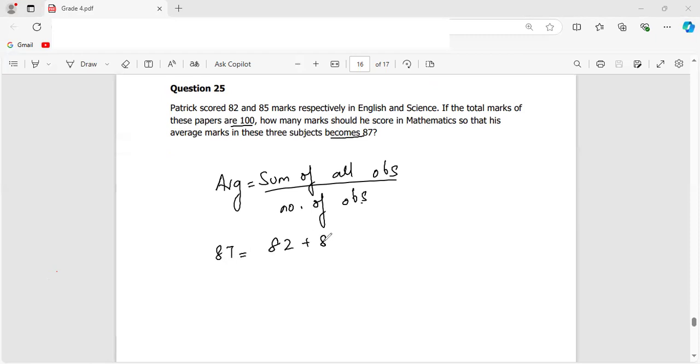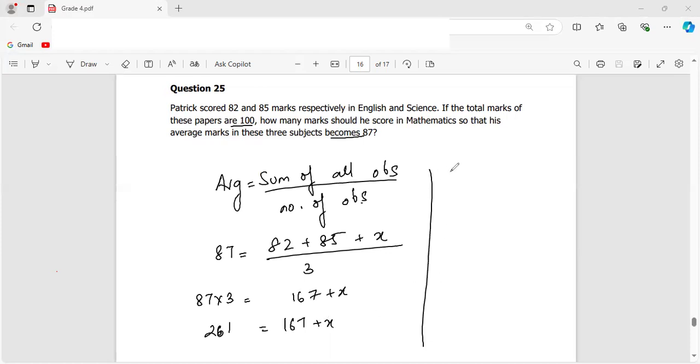Now I need the average to be 87. I have 82 and 85. And I don't know what the marks for maths are. And there are 3 subjects. So what I'll do is 87 into 3 and add it up. 167 plus x. So this is 21, 2 carry. So 261, 167 plus x. So basically, what will be the value of x? 261 minus 167.